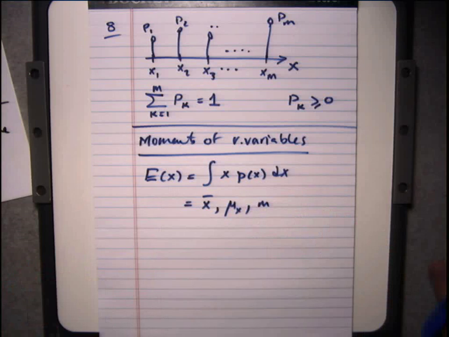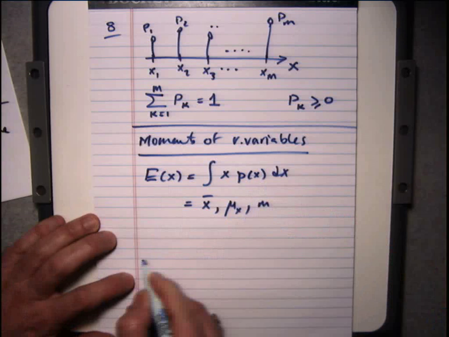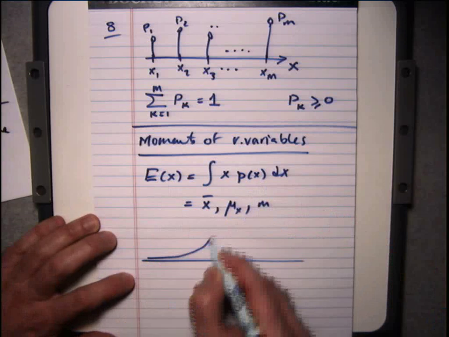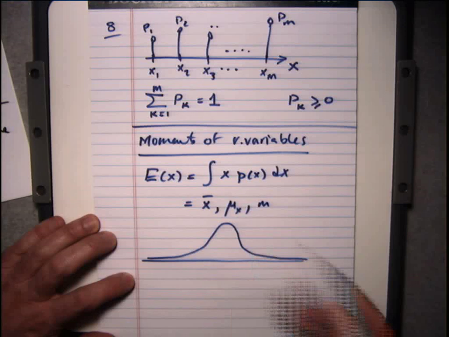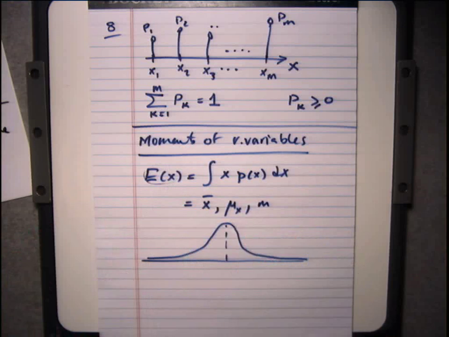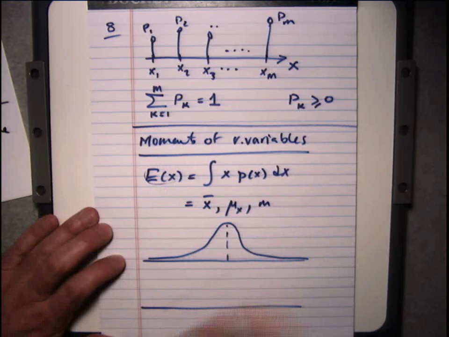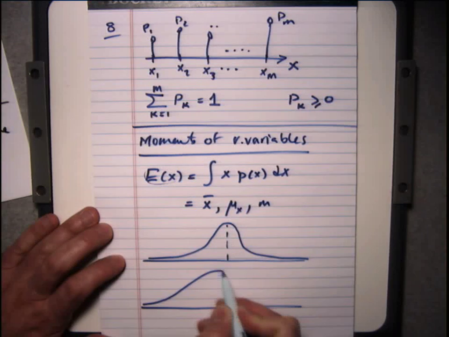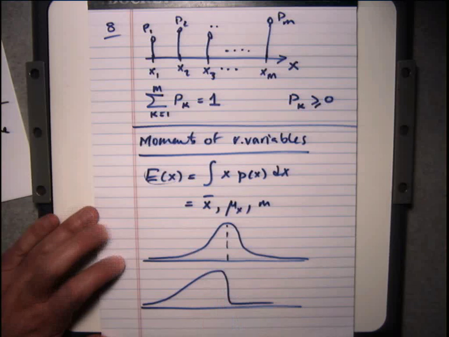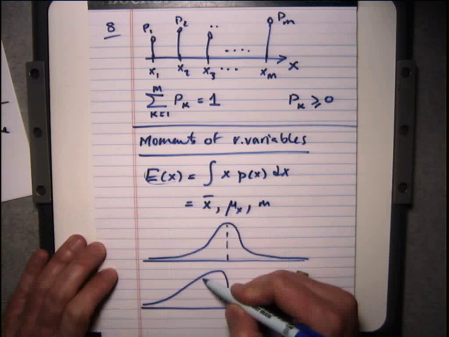It generally refers to this: if the p of x has a shape that is symmetric, like this, typically E of x corresponds to the center of the bump. Now if it's not symmetric, then it's not going to correspond to that. So suppose it looks like this. Then the expected value is probably going to be sitting somewhere over here.